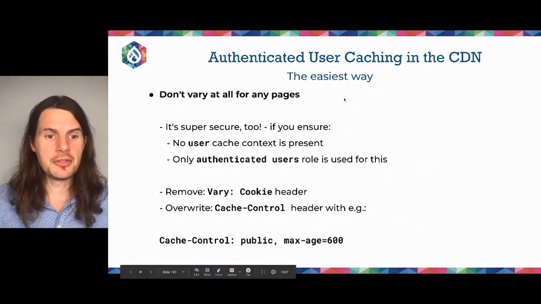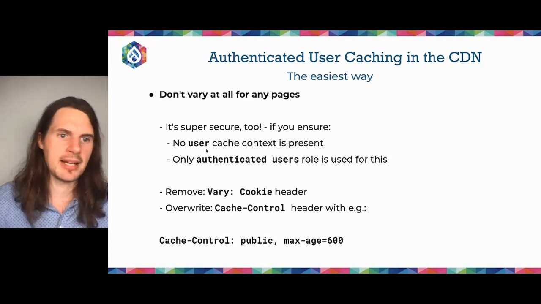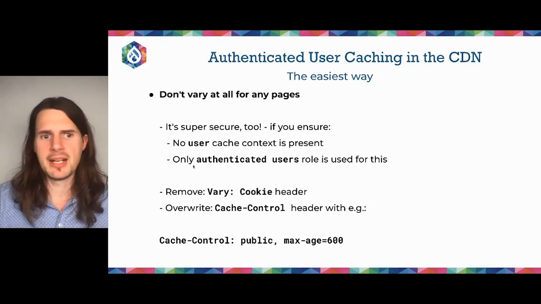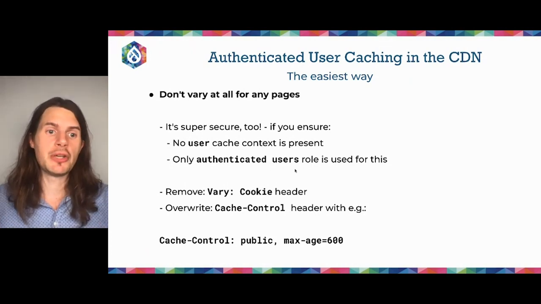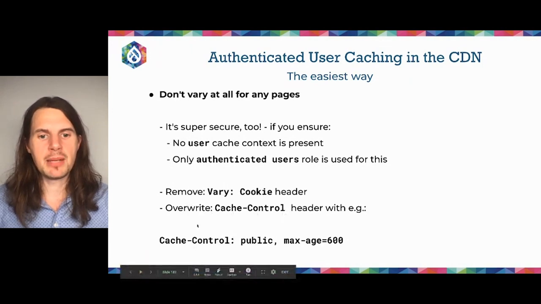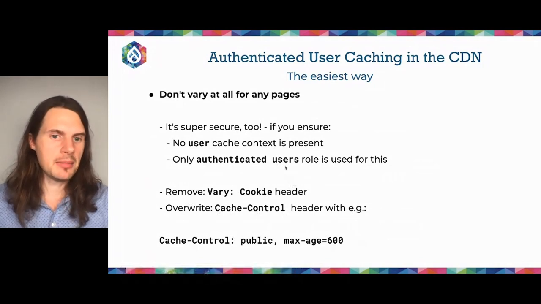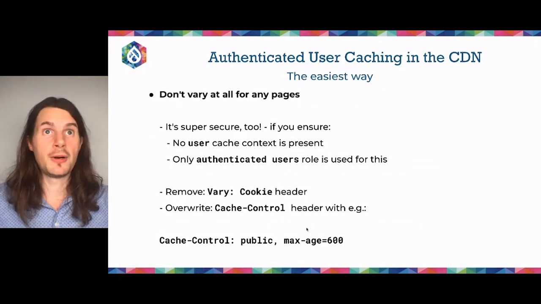The way to do authenticated user caching with core is essentially you ensure that no user cache context is present, or no other cache context, be it blacklist or whitelist, and we say that only the authenticated user's role is used for this. So only if those two conditions are met, then we do this. And then we just remove the vary cookie header. We overwrite the cache control header with public, max-age equals 600. And that's it. Then we know that this is no longer varied by cookie. It's public, it's max-age 600, and that's authenticated user caching that will work for every CDN.